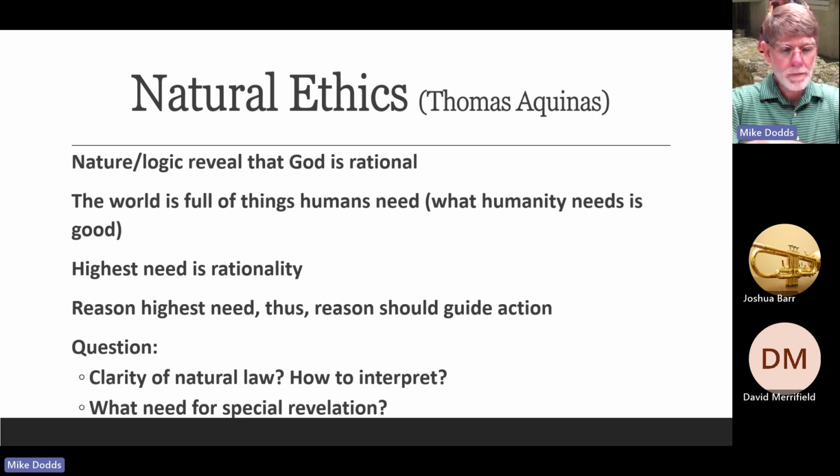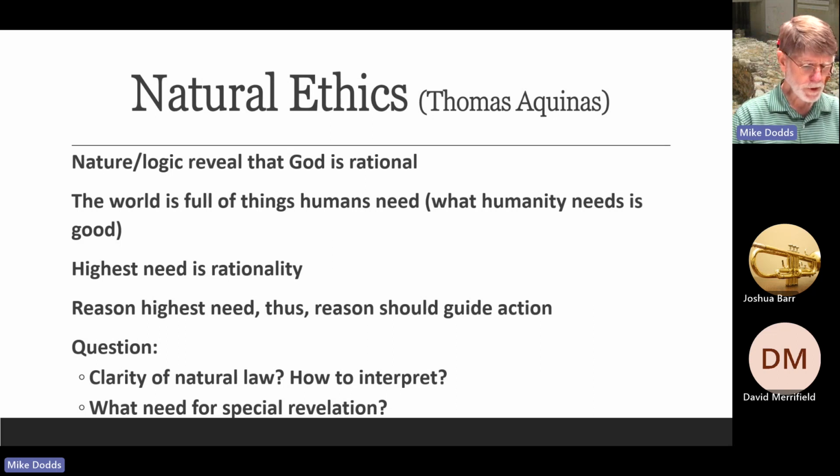See, that's where I'm talking right now. What do I see in nature? Doing what comes naturally, meaning all people have a natural moral consciousness, is probably a good way of saying it. Nature, logic reveal that God is rational. The world is full of things humans need. What humanity needs is good. The highest need is rationality. Reason is the highest need, thus reason should guide action.